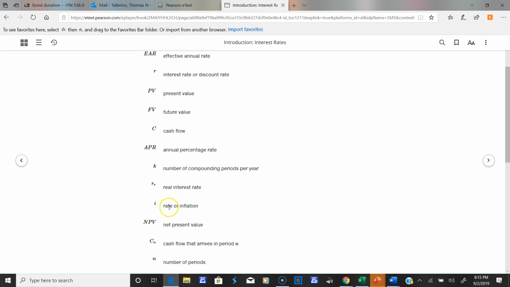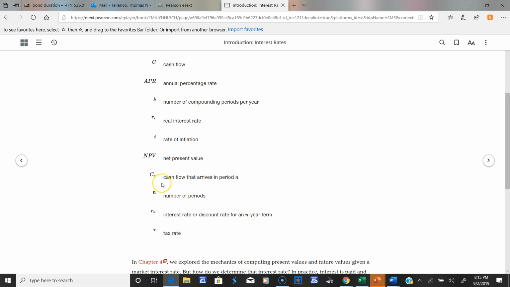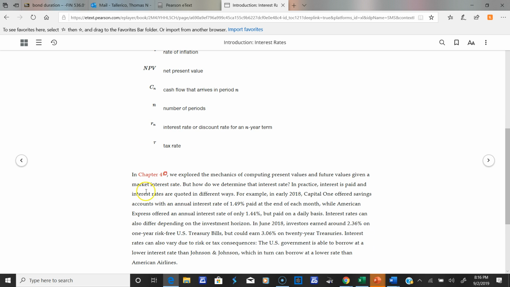All right, here's the rate of inflation, which everyone should be concerned about, right? Because this lowers your buying power. That's I. NPV is net present value, and these are your periodic cash flows. And when you see RN, that's the interest or discount rate for an N-year term. And this is the tax rate, tau. It's not T, it's tau.